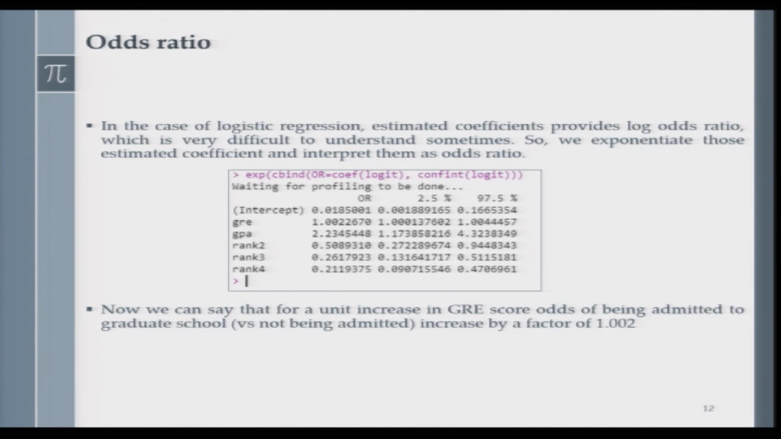Now in this slide we are going to talk about odds ratio. Odds ratios play a big role in interpreting logistic regression models, and estimated coefficients actually provide us the log odds ratio, right. So it is somewhat difficult to understand. So we exponentiate these estimated coefficients and then we get the odds ratio.